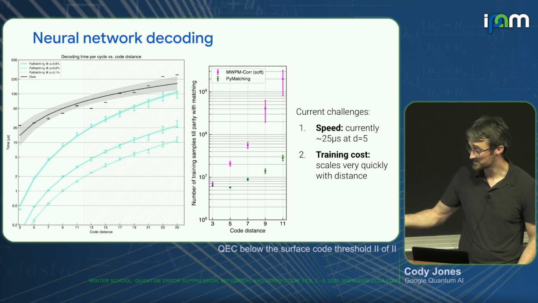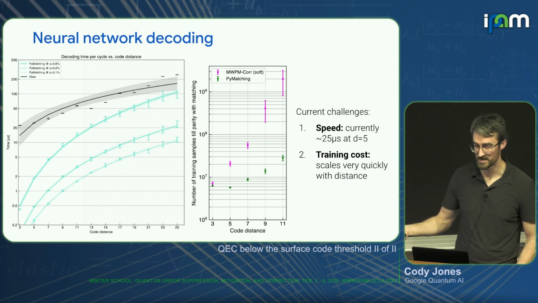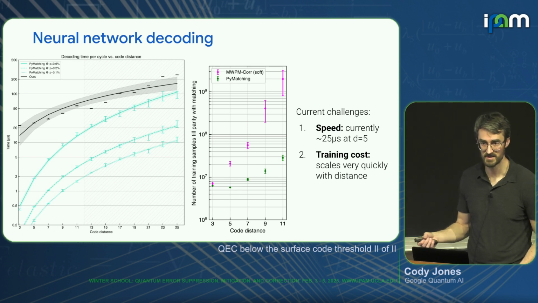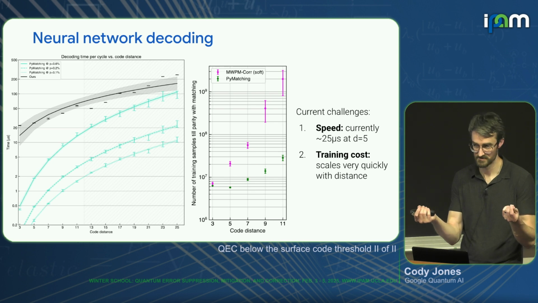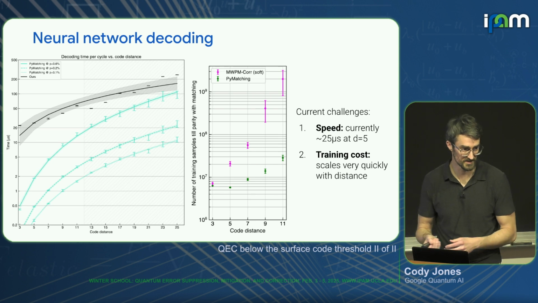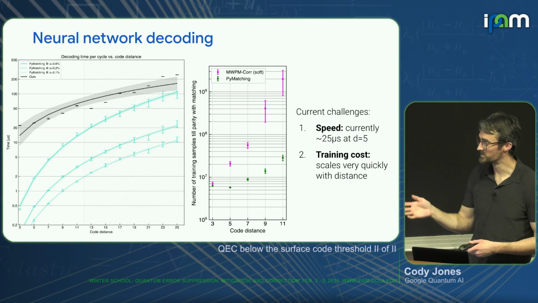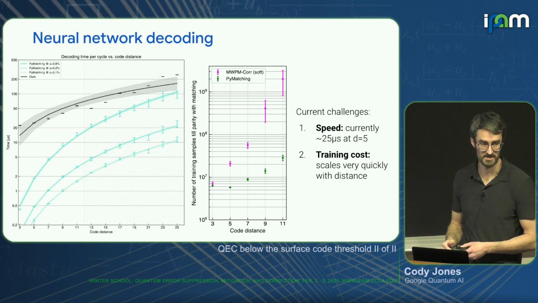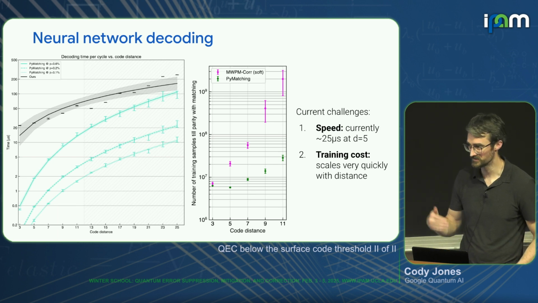Matching has another appealing property, which is that the algorithm gets faster when the error rates get lower, because matching only does as much work as it needs to. It's matching pairs of these flipped stabilizers. If you have fewer flipped stabilizers, it has less work to do. For better or worse, the neural network decoder has a constant runtime for any error rate, or error per cycle, I mean.